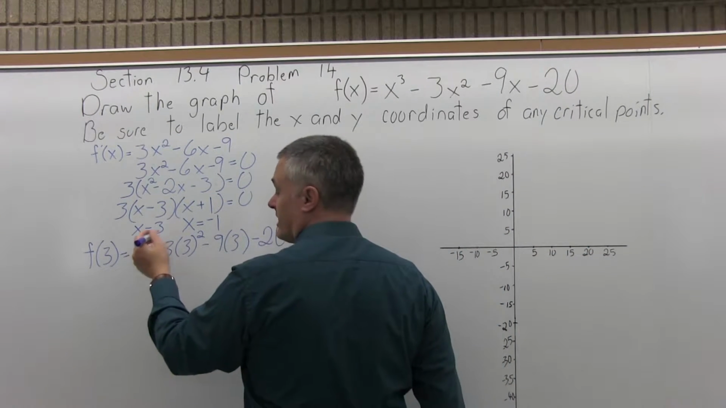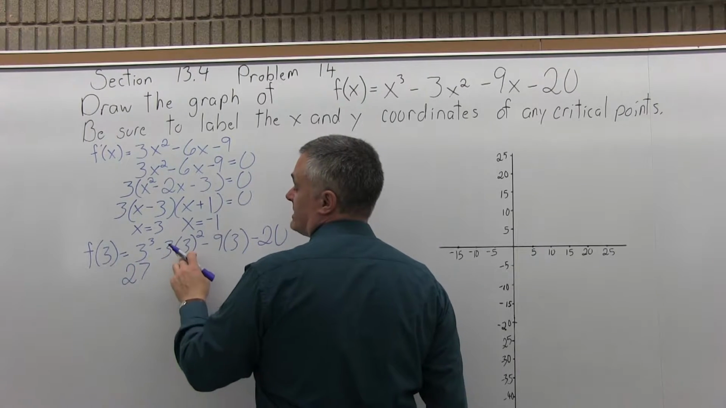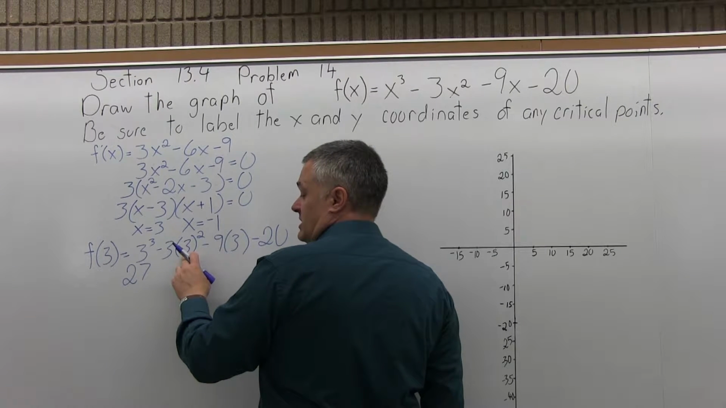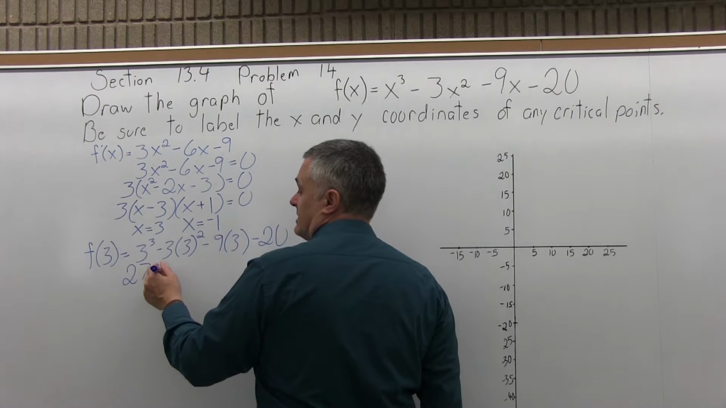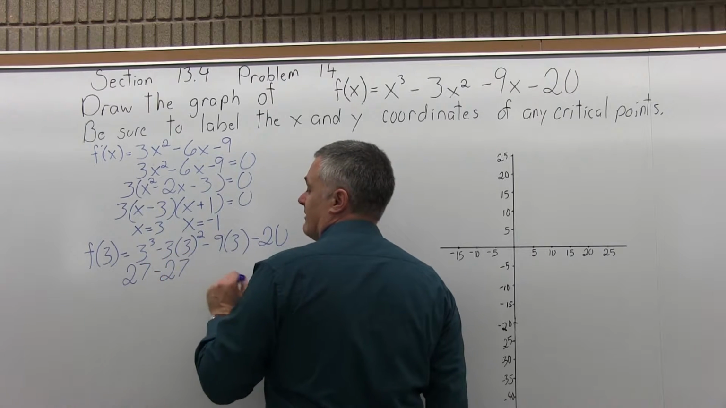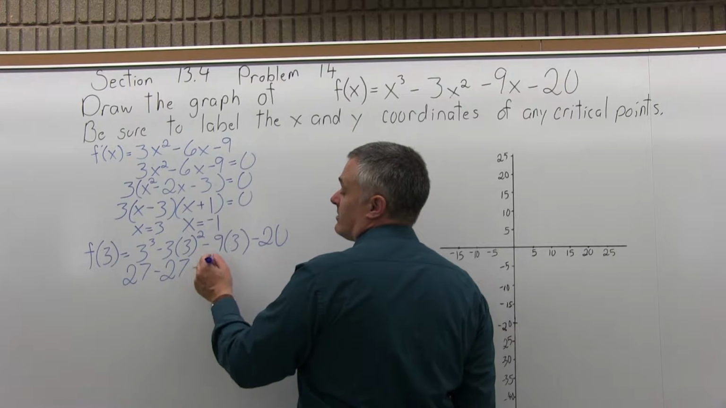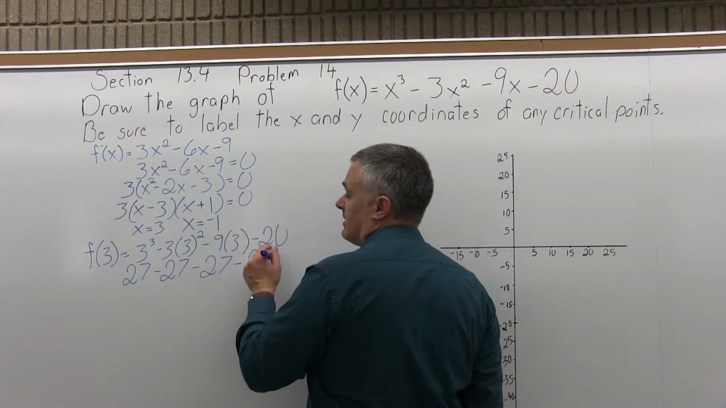3 to the third, 3 times 3 times 3 is 27. Now the next piece, I have to do 3 to the second power first, which is 9, times the minus 3 in front. 9 times negative 3 is negative 27. Then the next piece, minus 9 times 3 is going to be another negative 27. Then I have minus 20.